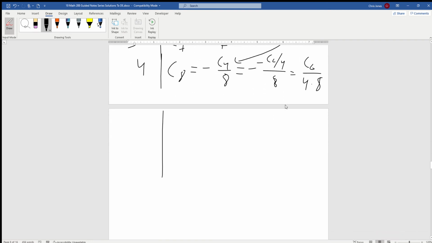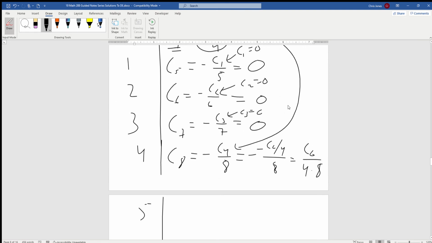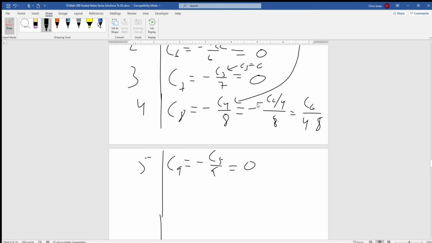It's probably good for us to get a few more of these. Something very similar to what just happened is going to happen again. When we plug in 5, we're going to get C9 is equal to the opposite of C5 divided by 9. But remember we said C5 was 0. And the same thing is going to happen for C10 and C11, because those are going to be respectively the opposite of C6 over 10 and the opposite of C7 over 11.